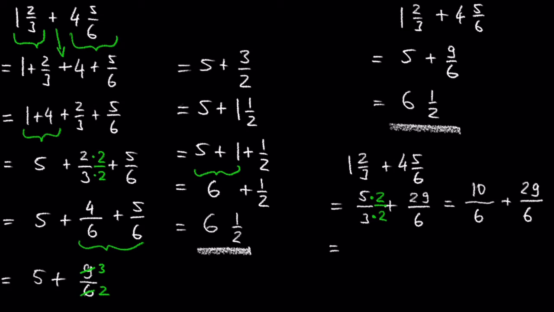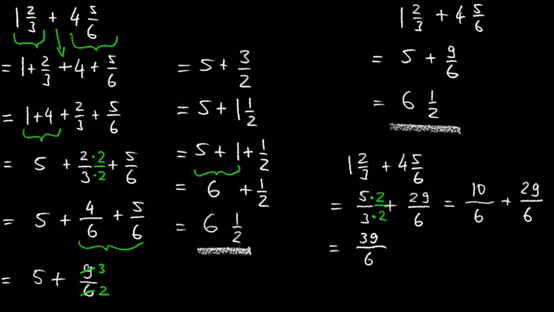Now we can add these two fractions with the same denominator. 10 plus 29 is equal to 39. Keep the denominator and we get 39 over 6.